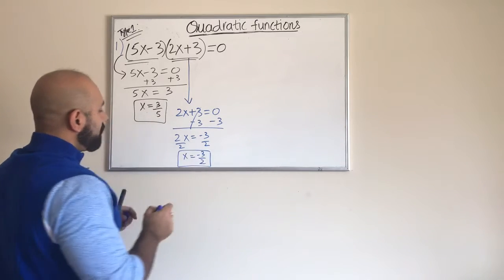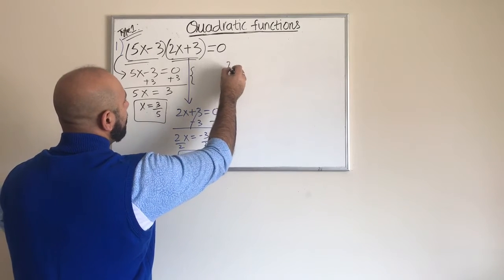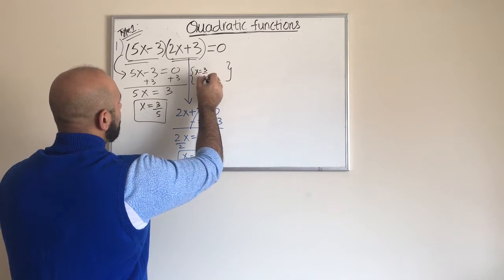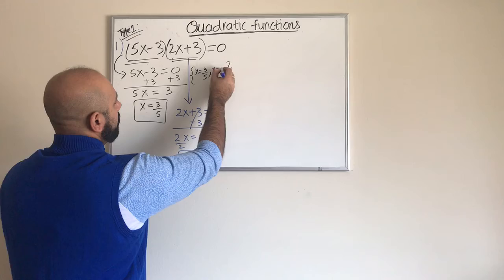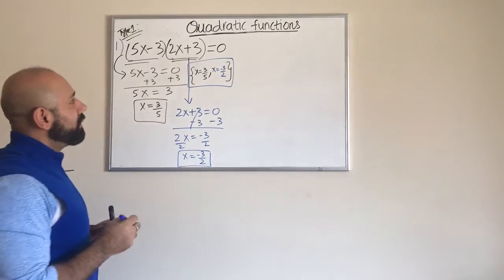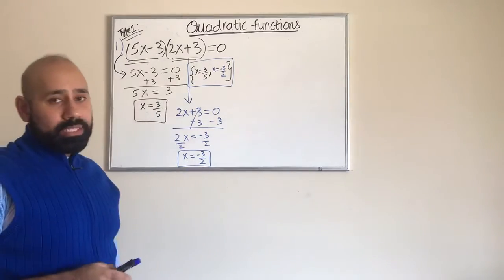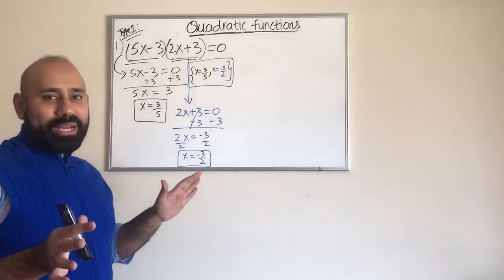So we have two values for x. Let us put them together here. I have x equals 3/5, and I also have x equals negative 3/2. Guys, you can always check your work. You can substitute these back, and you should get the left hand side equal to the right hand side, which in this case is supposed to be 0. Okay, guys, that is the easiest type.